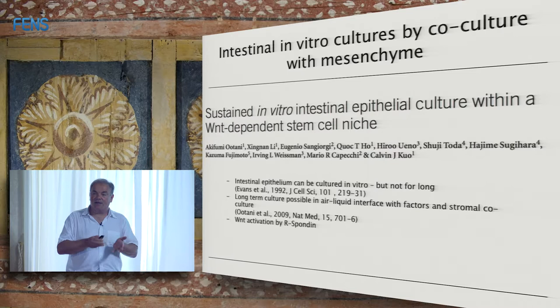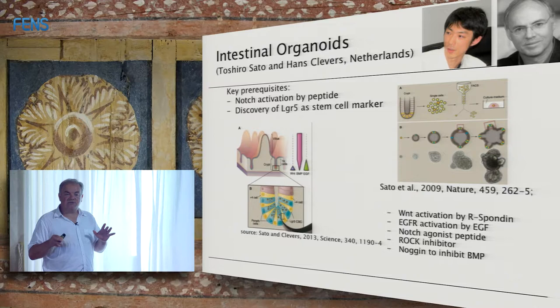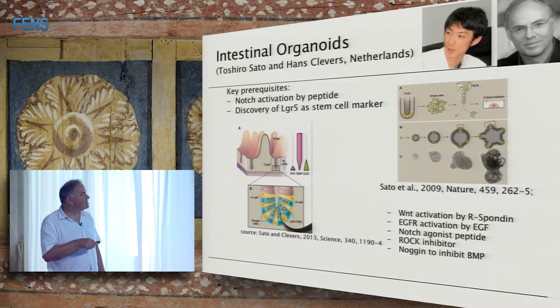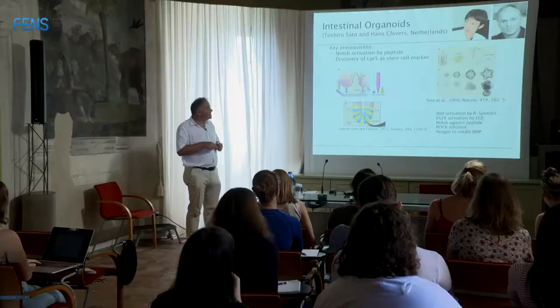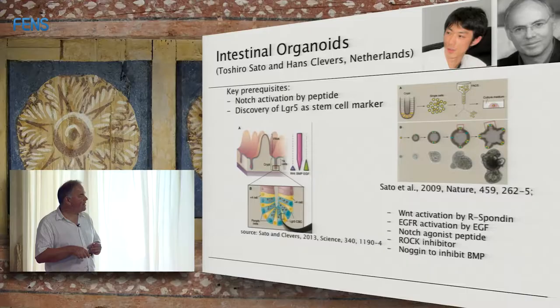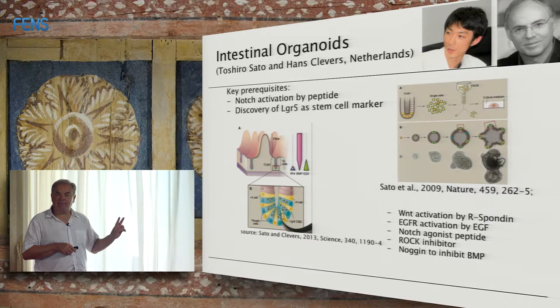And that is very different from the groundbreaking method that was developed by Toshiro Sato in the lab of Hans Clevers, who then managed to generate a complete in vitro system that can start with LGR5 positive cells. So they've managed to sort LGR5 positive cells down to single cells, which they put into culture with a cocktail of chemokines that will activate the Wnt pathway, activate the EGF receptor pathway, the Notch pathway, and inhibit the BMP pathway. And when you add them with those cocktails and then embed them in Matrigel, you get these organoids.